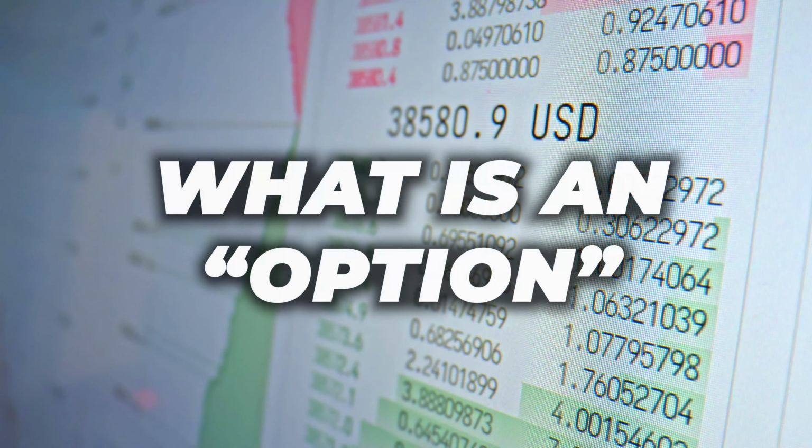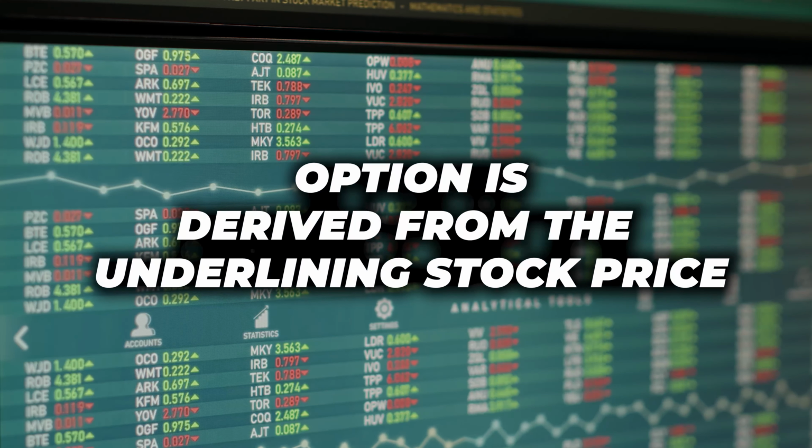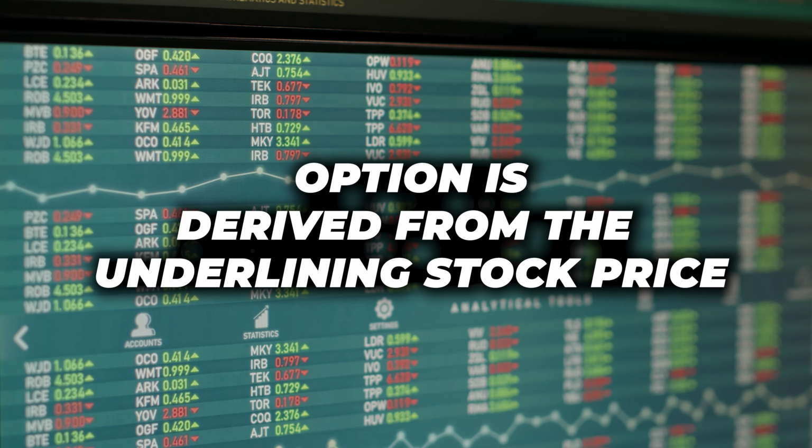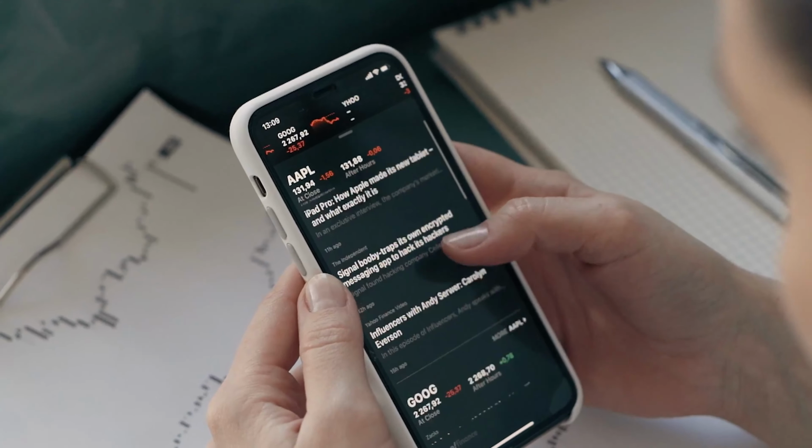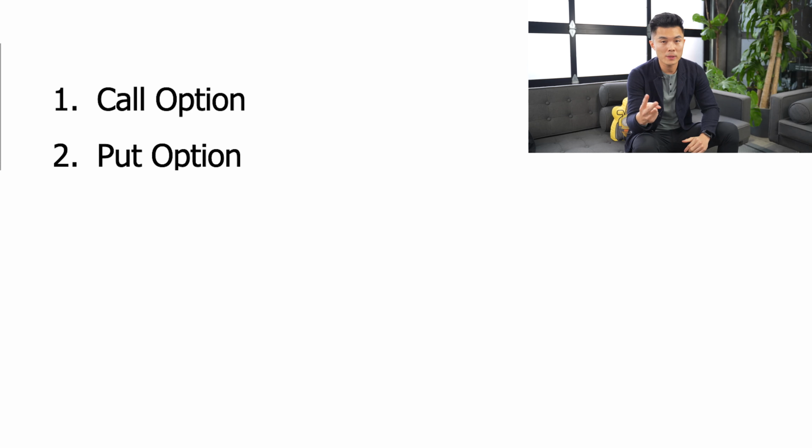So what is an option? An option is based on a stock. That's what we call an underlying asset. So the option price is derived from the underlying stock price. And ultimately, people use options to have more options. Not a joke, but people are using options to leverage or even diversify more in their portfolio compared to just investing in stocks. And there are two types of options.